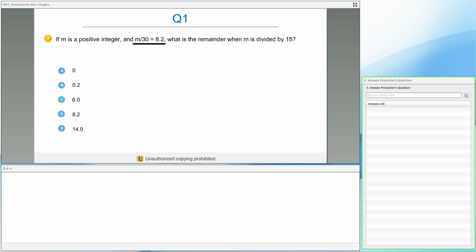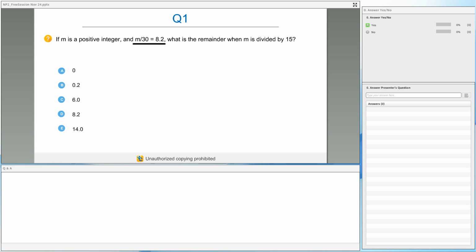Is this part clear, everyone? Kindly mark yes if it is. I have reopened the poll. Is this part clear?